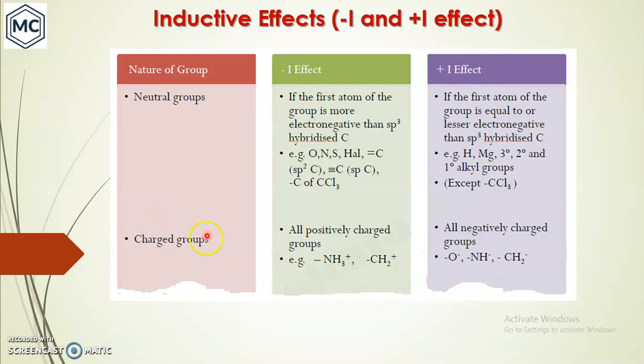Normally this classification is based on these facts. If it is a charged group, all positively charged groups will be minus I groups and all negatively charged groups will be plus I. And if it is a neutral group, if the first atom of the group is more electronegative than sp3 hybridized carbon, that will be minus I. If the first atom is less electronegative than carbon, that will be plus I.